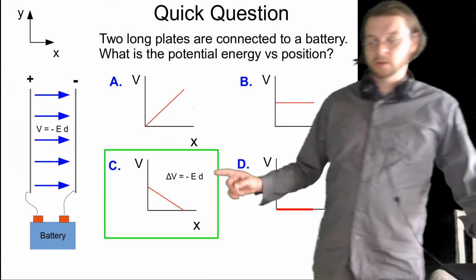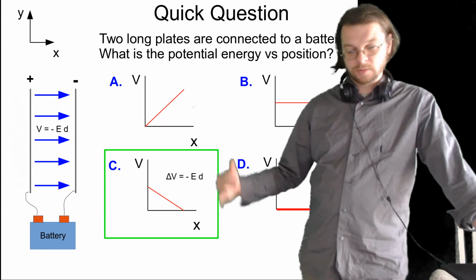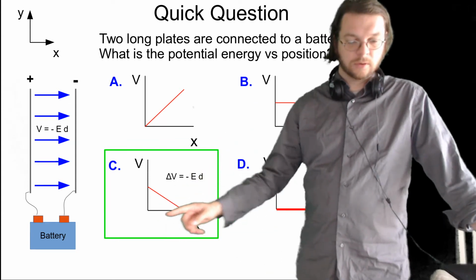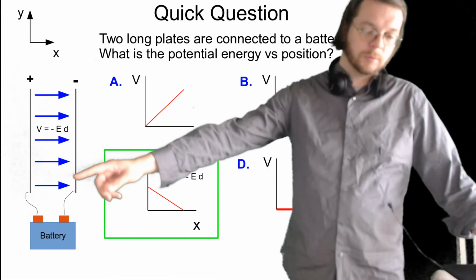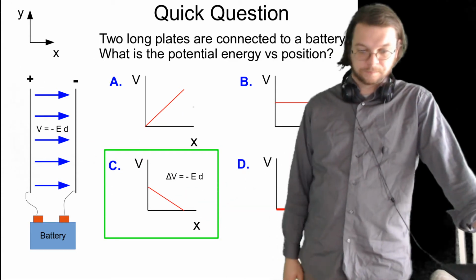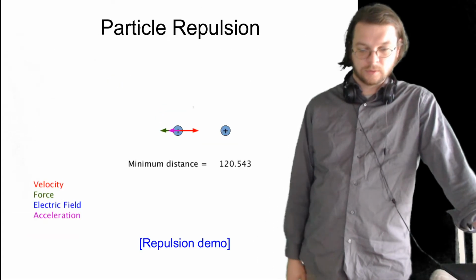Part of the reason why it looks like this is because it's the electric field times the distance. There's a minus sign, so it's decreasing. The further you go toward this plate, the more the potential difference is. In other words, it's linear with d, essentially.